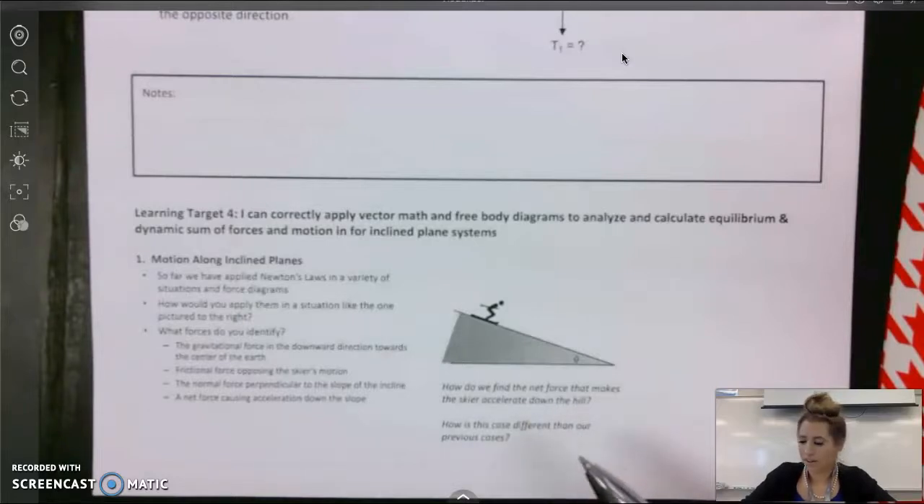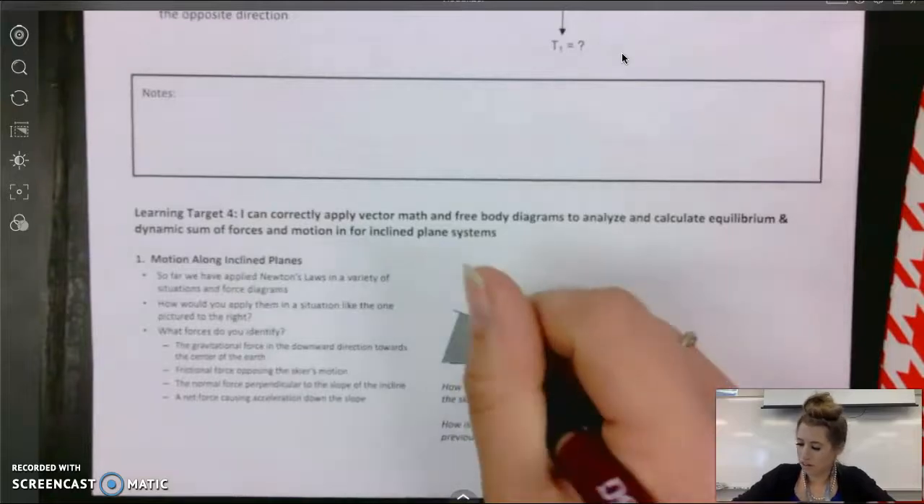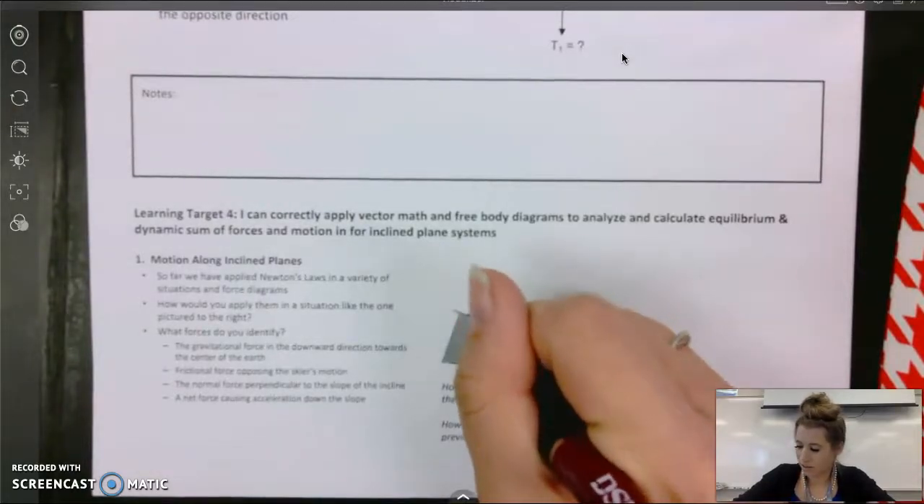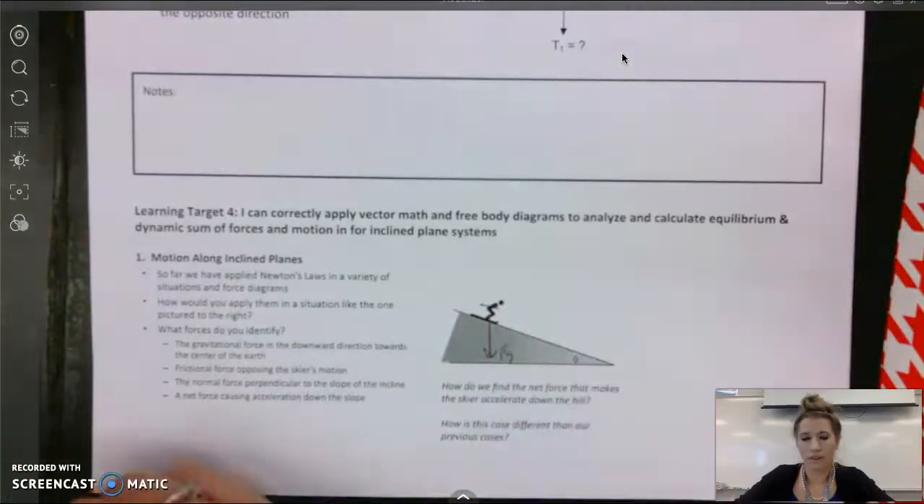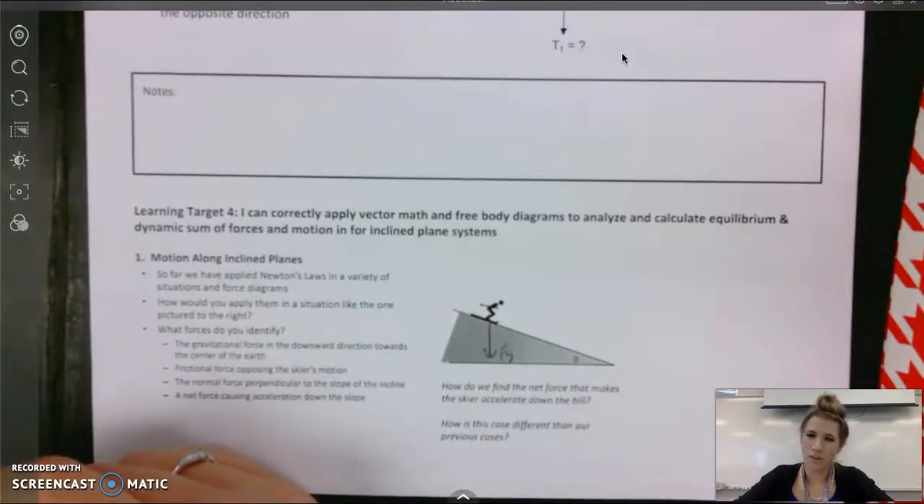I would say that there's a force due to gravity, and the force due to gravity is going to be directly down into the earth. Okay, some force due to gravity. And then there's the hill pushing back up on the skier. That would be the normal force.